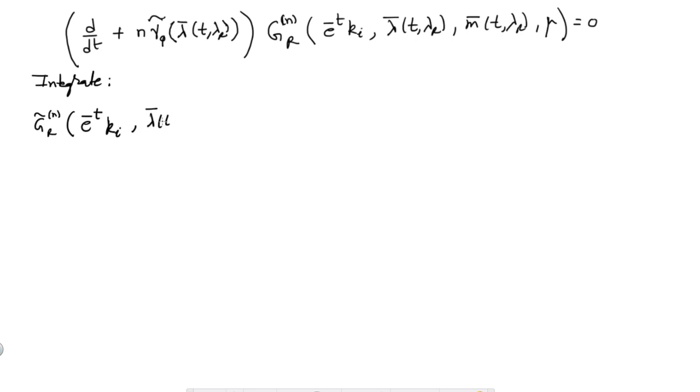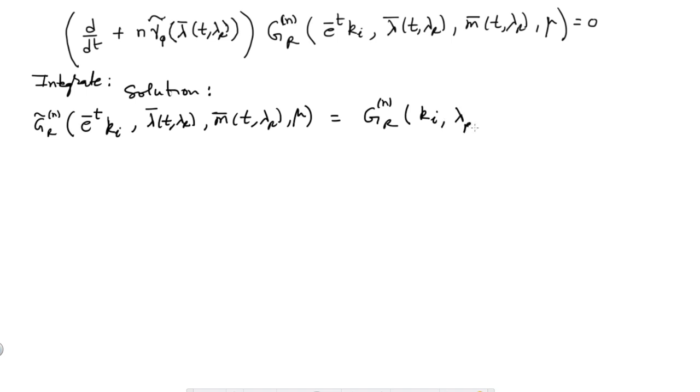Lambda bar of t, I am suppressing, or maybe I should not suppress, I'll just keep it. Then m bar of t, lambda_r, the redundant mu, is equal to G n r. So this is the solution. We'll check why this is the solution. So you get k_i, so instead of e to the minus t, it's k_i, lambda_r, not lambda bar, lambda_r, m_r, mu. As you can see, there is no t dependence here.